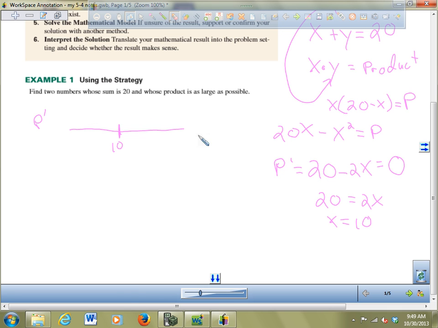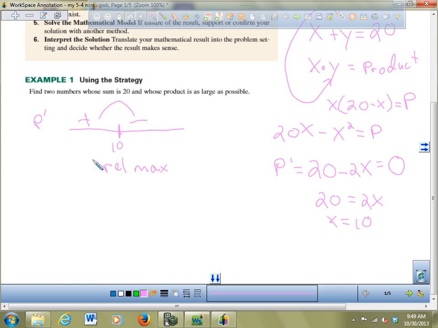If I plugged in a number to the left of 10, like 9, what kind of number would I get out? A positive number. Okay, if I plugged in a number to the right of 10, like 11, what kind of number would I get out? Negative. So that means that my function is going from sloping upwards to downwards. So what do I have at that point? I have a relative maximum. I'm writing things in. Relative max.